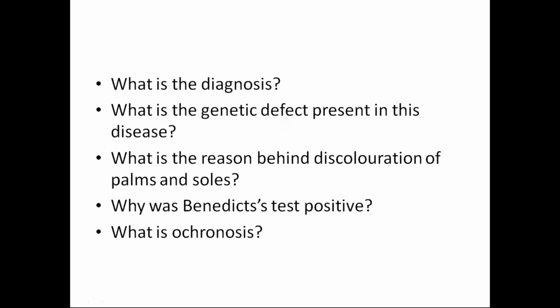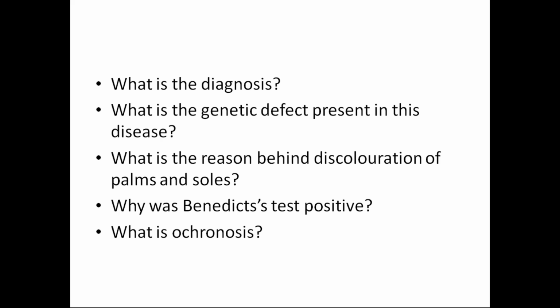The enzymatic defect also we have discussed. Due to the deficiency of the homogentisic acid oxidase, it leads to increase in accumulation of the homogentisic acid. And the third one, what is the reason behind, this also we have discussed, right? And fourth one, why was Benedict's positive? So Benedict's is the test for the reducing substance. Any reducing substance can give the Benedict's positive, right? It's not only for the glucose in the urine. All the reducing substance can give Benedict's positive, right?